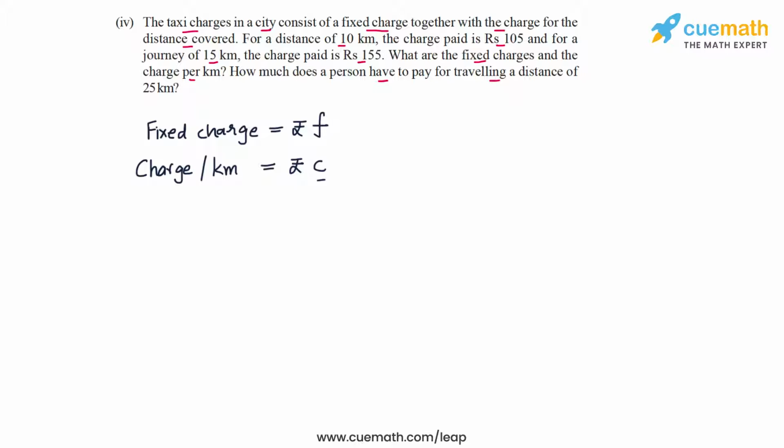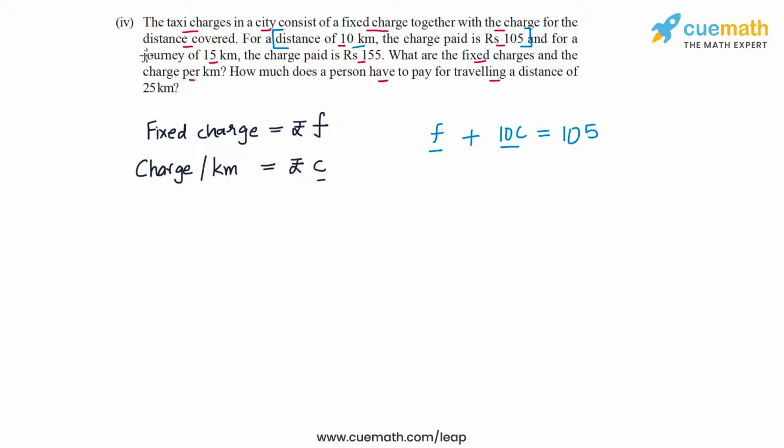Now, using the given information, we have to form a pair of linear equations in these two unknowns f and c, and then we have to solve them and find the value of f and c. So what are the two pieces of information given to us that will help us set up two linear equations? Well, the first one is, for a distance of 10 kilometers, the charge paid is rupees 105. So the fixed fare will be f, and the per kilometer rate for 10 kilometers will translate to a cost of 10c. So for a distance of 10 kilometers, the total charge will be f plus 10c, the fixed charge plus the charge for the distance traveled, and this is equal to 105. So this is the first equation that we get in f and c.